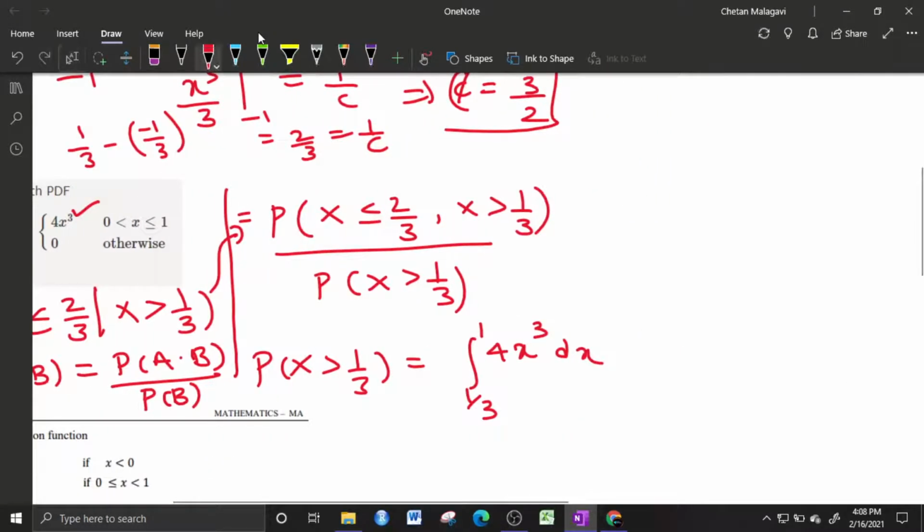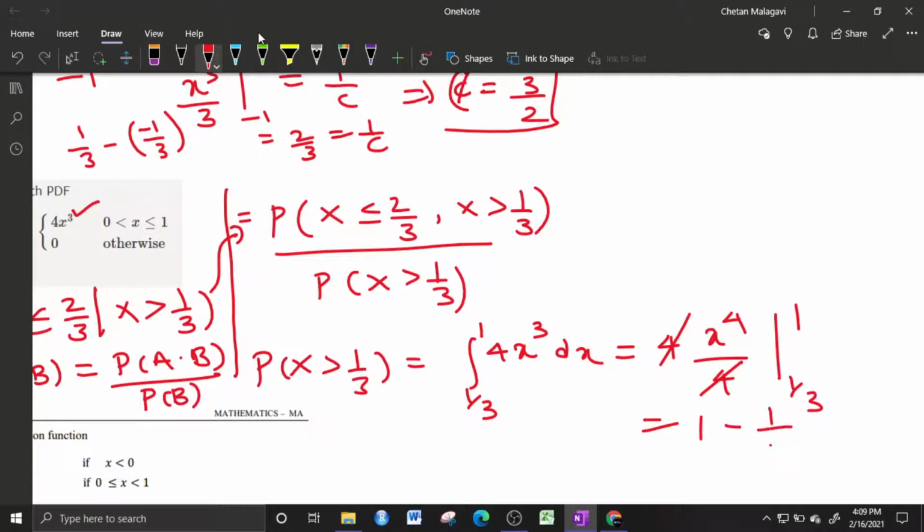The 4 is a constant, so I will take this outside, and the integration of x power 3 is x power 4 by 4, ranging from 1 by 3 to 1. Now the upper limit is 1, so 1 power 4 is 1, and the 4 and 4 cancel first. So it is upper limit 1 minus lower limit 1 by 3 to the power 4. This is the denominator, and let us see the numerator.